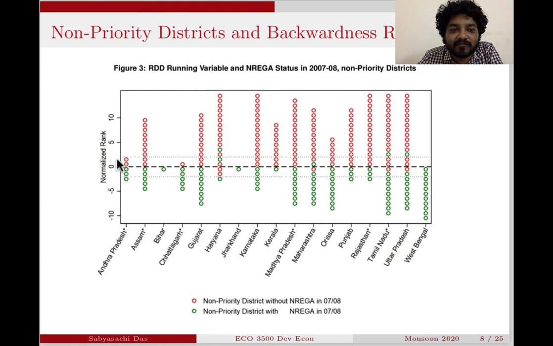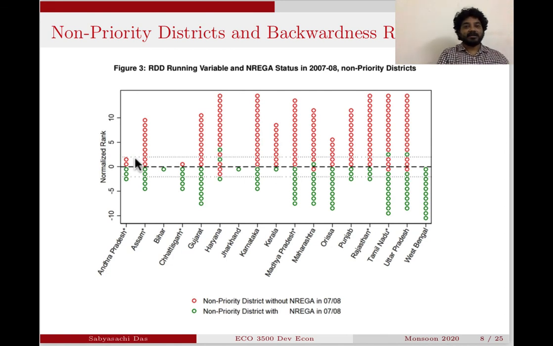So that's why they have to stick to districts which are in the immediate neighborhood. But they can't choose too narrow, because otherwise they'll run into sample size issues. The sample will become too small. So that sort of is the trade-off.